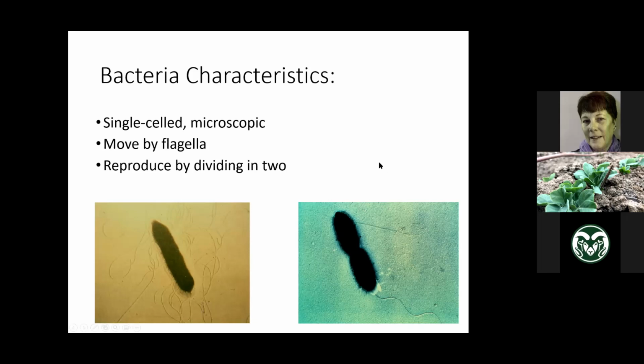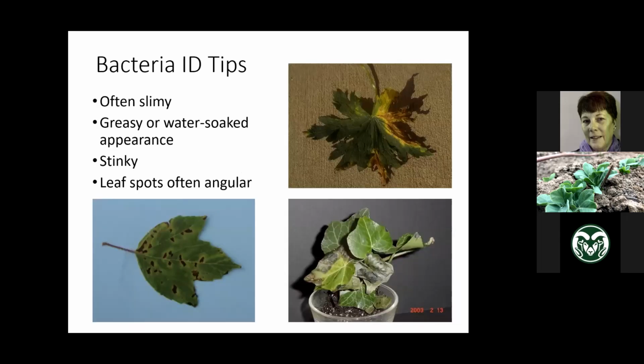They reproduce by dividing in two. So 1 becomes 2, 2 becomes 4, etc. So they have exponential growth. They're very difficult to identify just by looking at the cells under the microscope, because technically they're not spores. So how we identify them is to look at the symptoms, look at the host, and then we also look at what bacteria can affect those particular host plants.